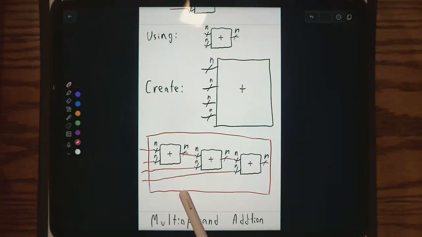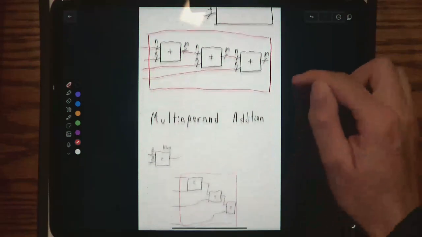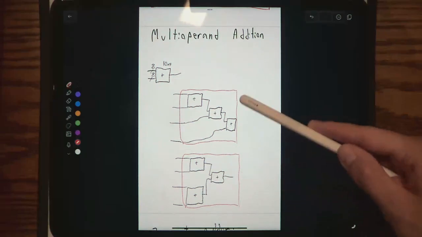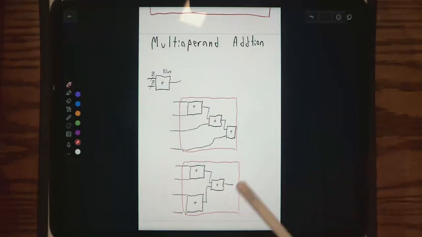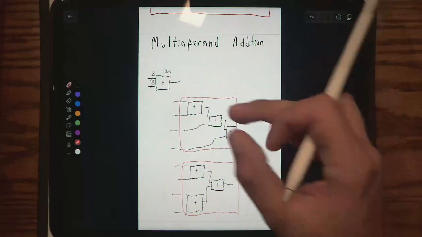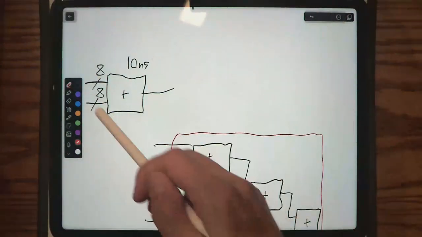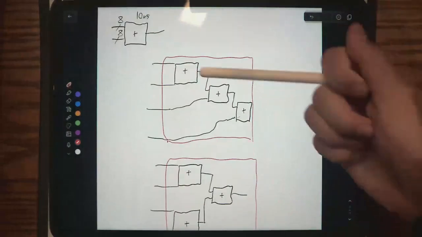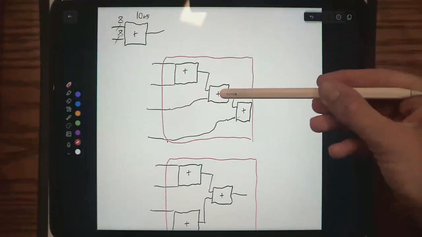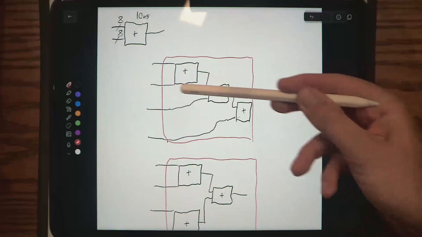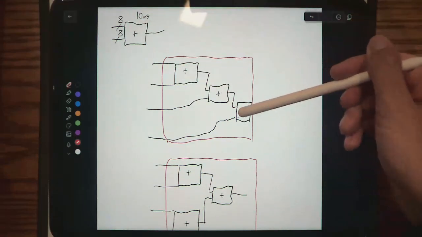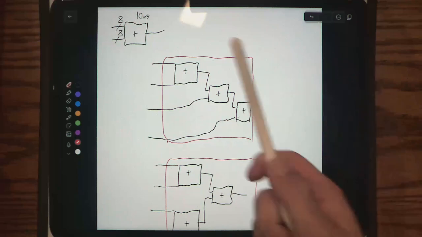Okay. Cool. So here are 2 different versions of the multi-operand adder. Let's assume that we have this 2-input adder that takes 10 nanoseconds to do. If we have this structure, how long will it take in the worst case for the data to propagate out to the output if we have a 10 nanosecond delay on each one of these cells? 30. Yeah, this will just be 30, right? We just add them up together.